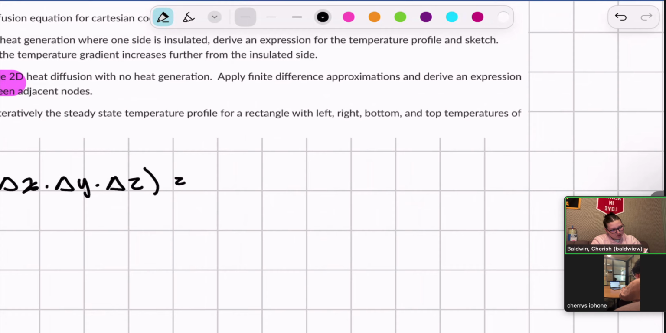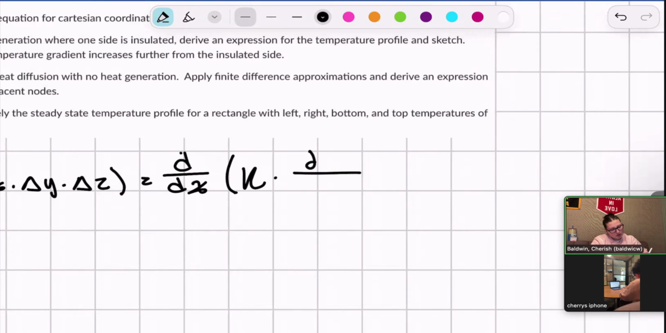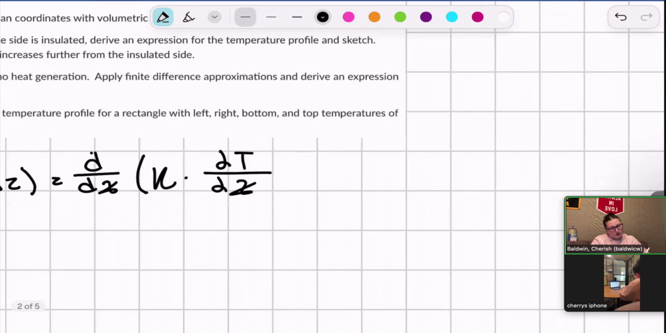So this is going to be the derivative with respect to x, heat capacity, times the partial derivative of temperature with respect to x, times the area, and the area is dy dz.